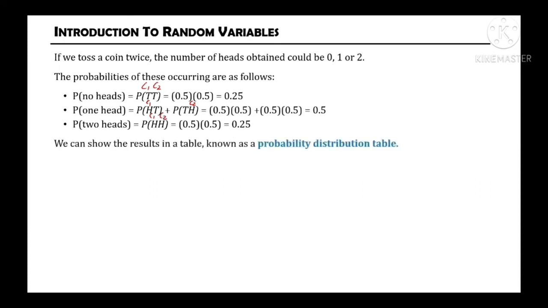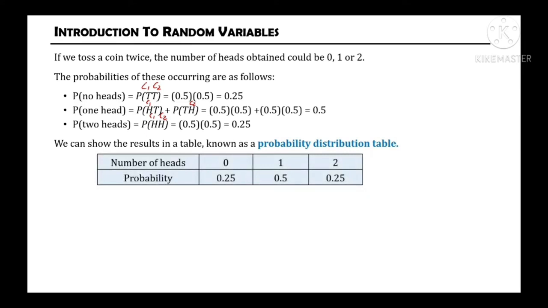We can show the result in a table known as a probability distribution table, which has the number of heads, or this is the random variable X: 0, 1, and 2. Number of heads is 0 means probability of getting no head, which is 0.25. Number of heads 1 means probability of one head is 0.5, and number of heads 2 means probability of getting two heads is 0.25.